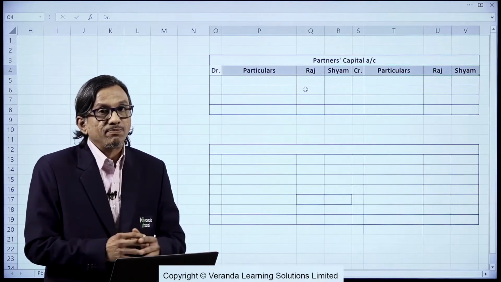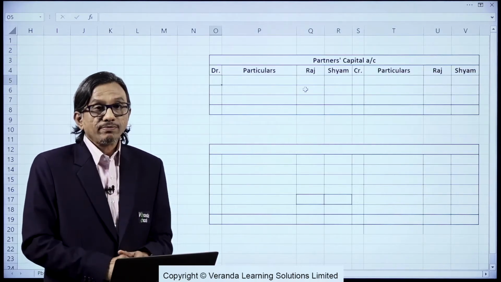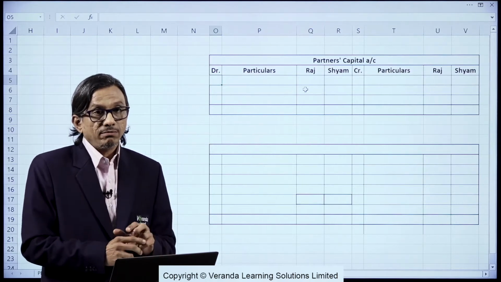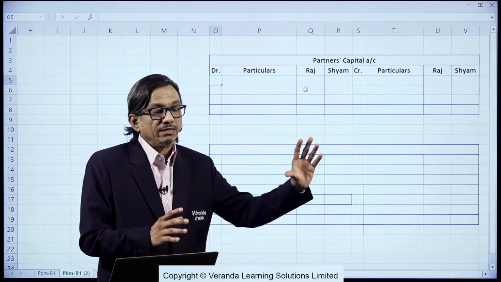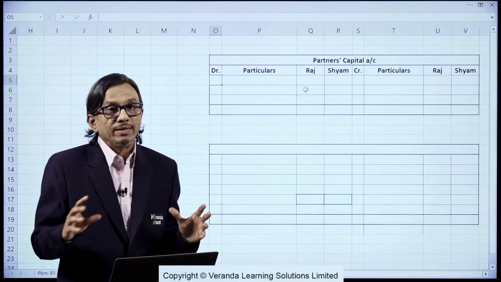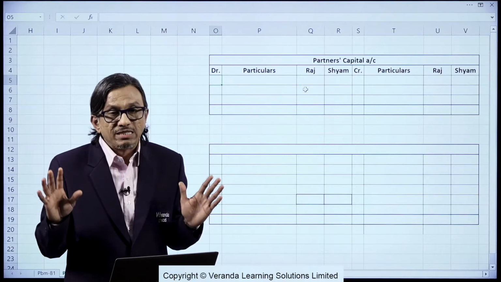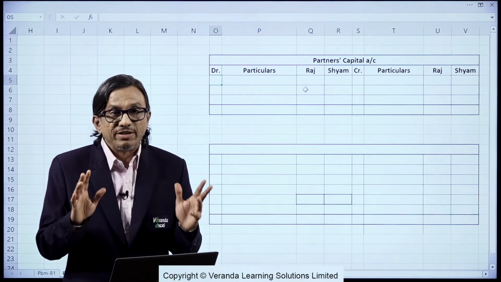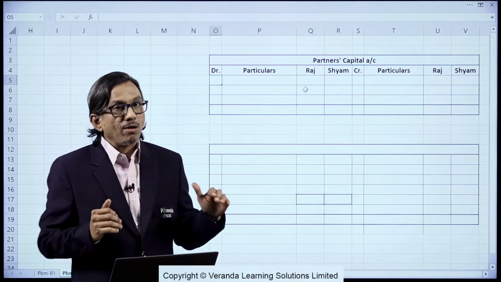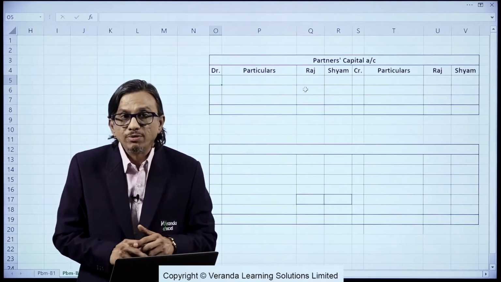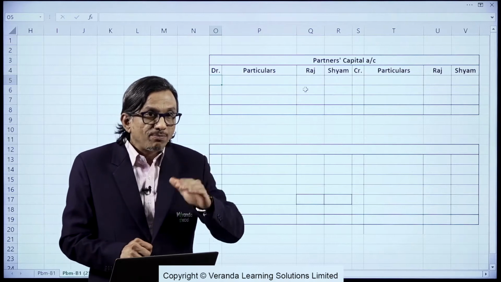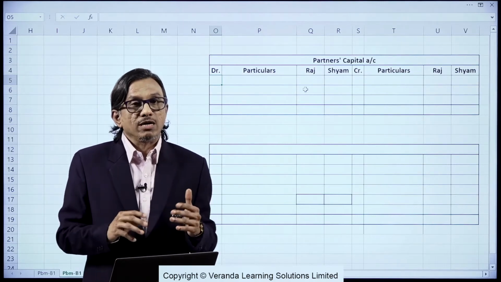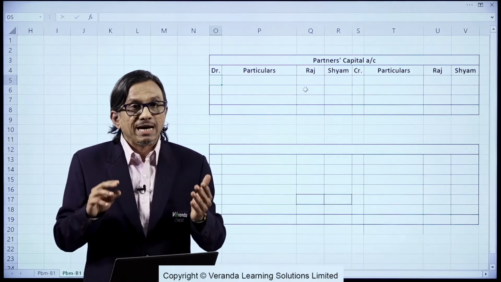What is Raj's capital? What is Shyam's capital? Not given in the question. So what should we do? Sometimes they tell you clearly, Raj's capital is 60,000, Shyam's capital 20,000, like that. But here nothing is given. They simply said the partners started business with a capital of 80,000. And as you read the problem, you will find that profits are to be distributed equally. Since they have decided to share the profits equally, it is logical to assume that they would have contributed capital also equally.